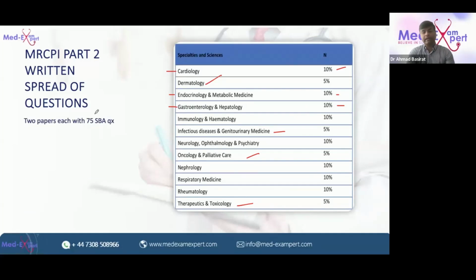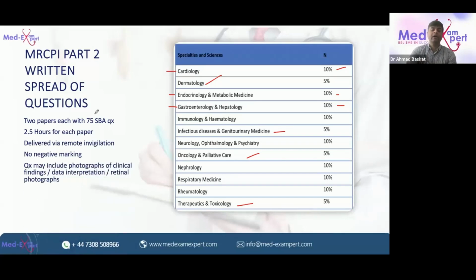So two papers in Part 2 instead of one paper, which was in Part 1. In Part 2, we have two papers, and each paper has 75 MCQs. In Part 1, the paper was 3 hours, but in Part 2, each paper is 2.5 hours. It's delivered by remote invigilation. There is no negative marking. Questions may include photographs of clinical findings.